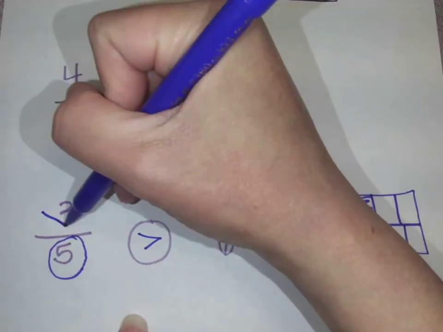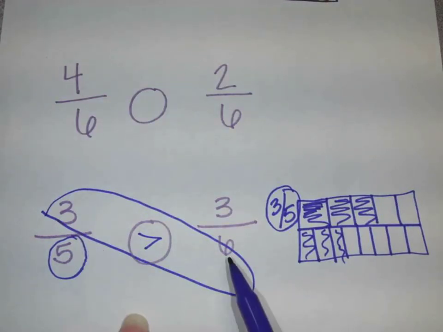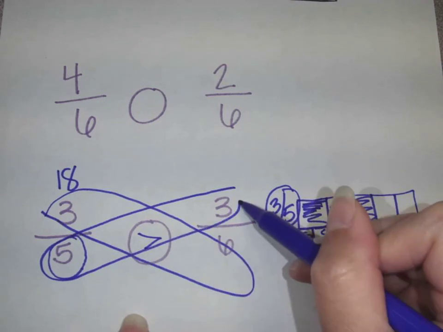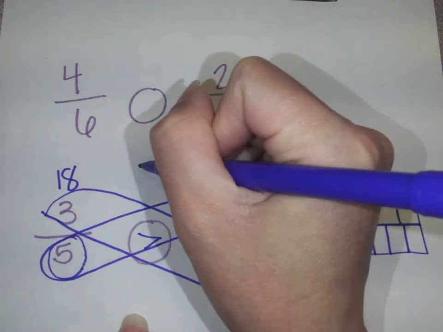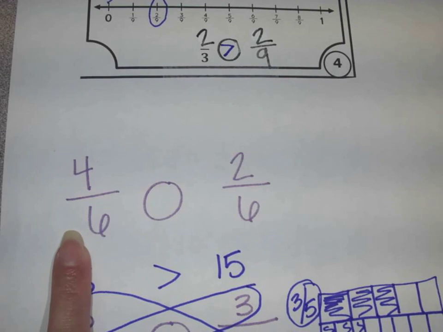We can cross multiply. You guys are loving that. A lot of you are. 3 times 6 is 18. 3 times 5 is 15. 18 is larger than 15. Okay? Look at this fraction.